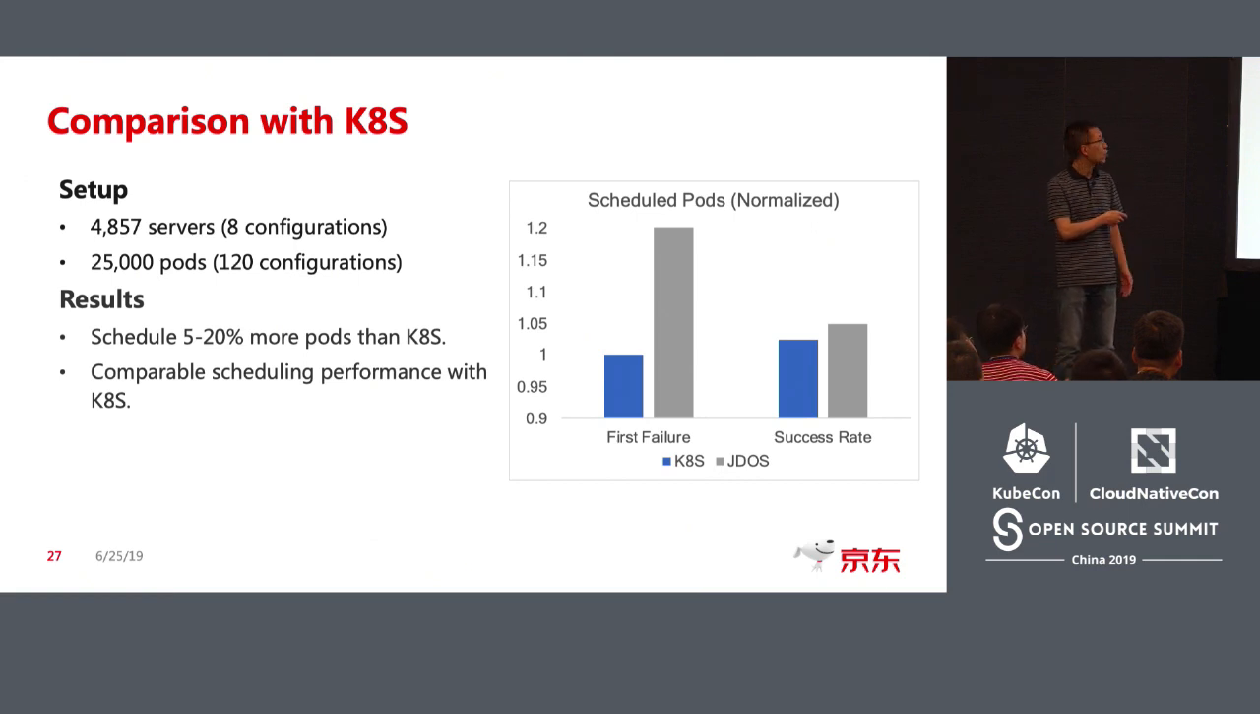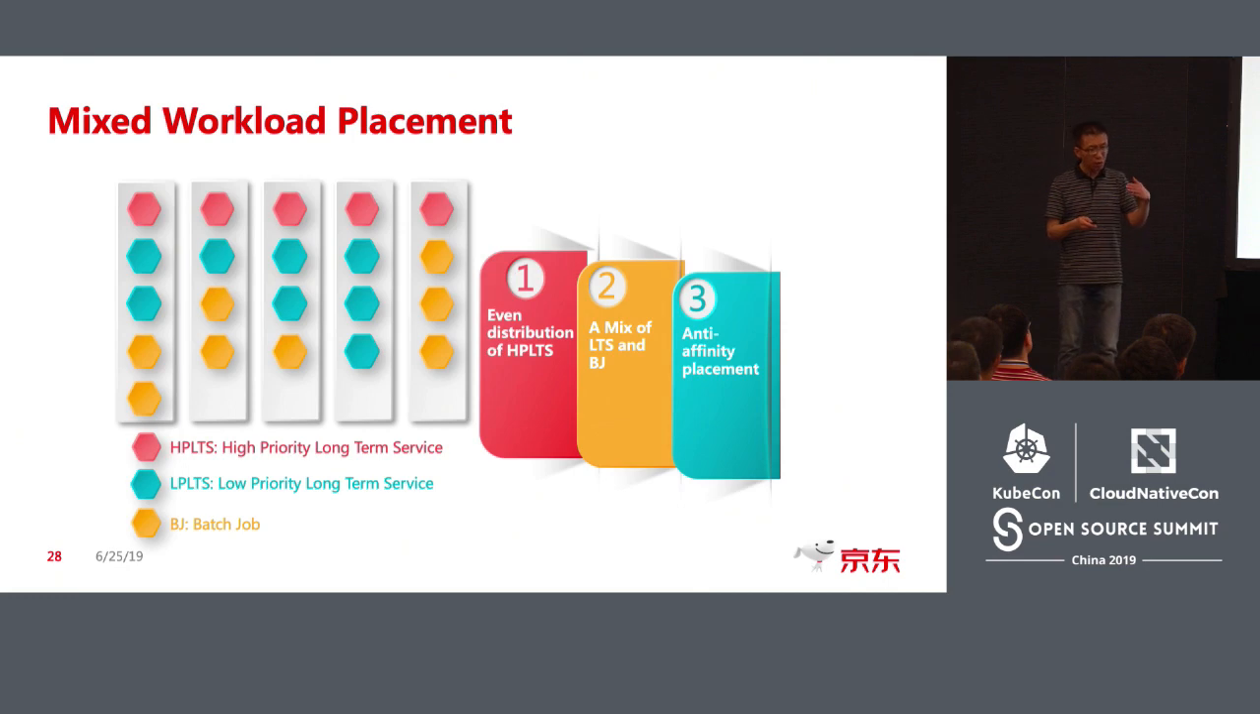So in total, we have about 5,000 servers and 225,000 pods. And within the community, it is about 25,000 pods. And there will be some failures in scheduling on the servers, but for ours, the performance is much better. We can schedule about 80% of the pods, and also we can schedule 5 to 20% more pods than Kubernetes.